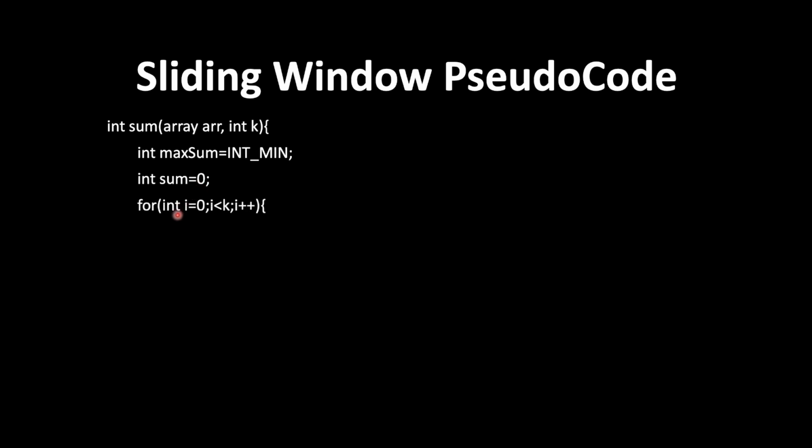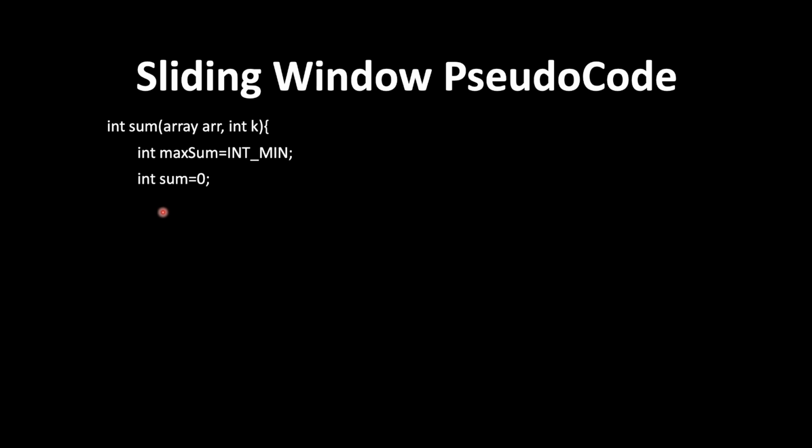Now let's see the sliding window pseudocode of what we have done in our animation. This will give you a more understanding. We have this sum function which returns the maximum possible sum of a subarray of size k. We accept an array ARR. So we initialize our maximum sum, which is int minimum, which is the least possible value. And we have our sum equals to 0.